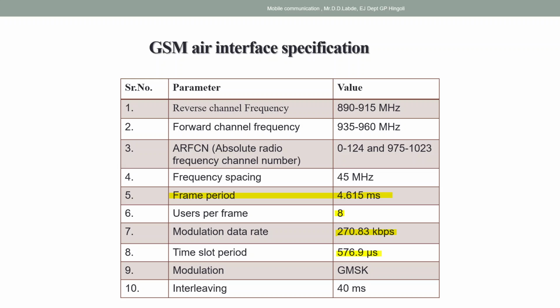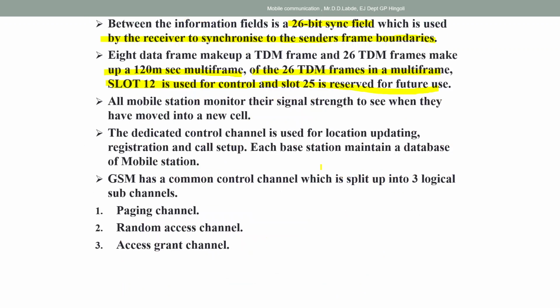That time is in microseconds. Your modulation is GMSK, and interleaving is 40 milliseconds, meaning there is a delay of up to a maximum of 40 milliseconds. The frequency spacing in your frame structure is 45 megahertz. That is nothing but your GSM radio subsystem.